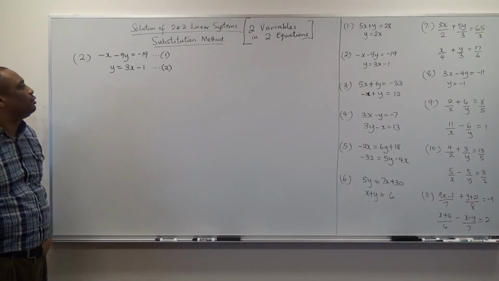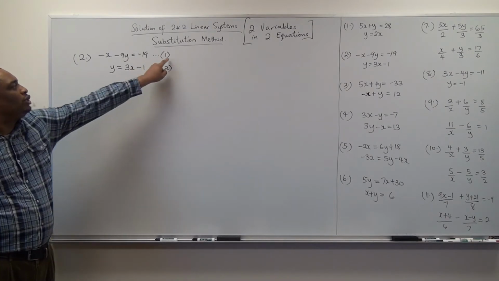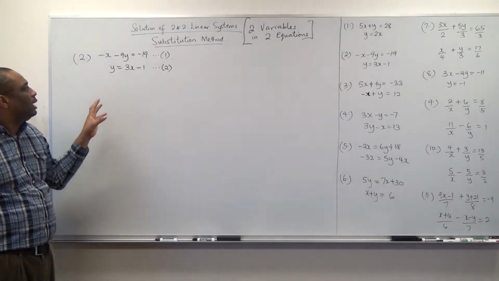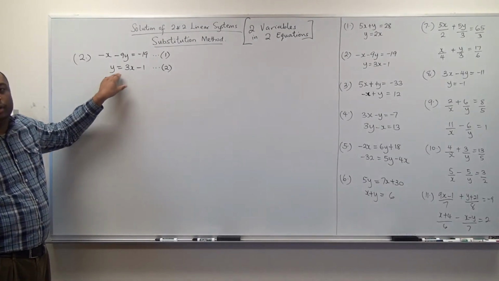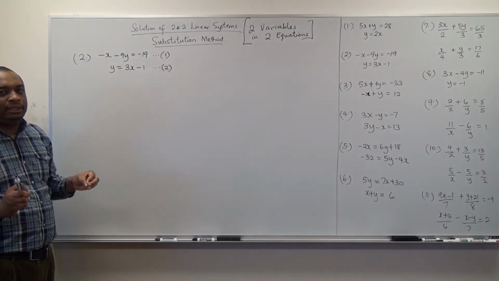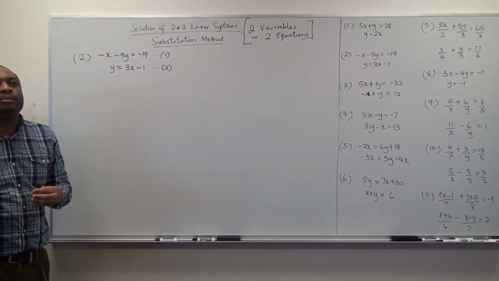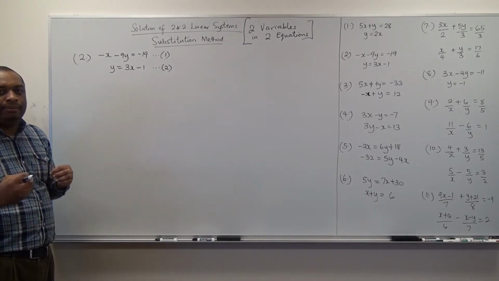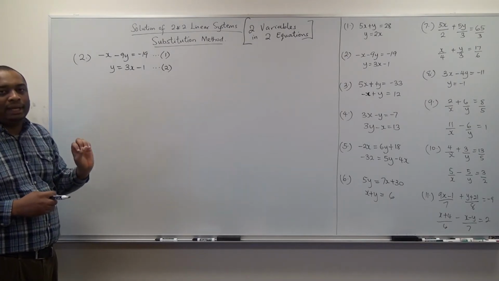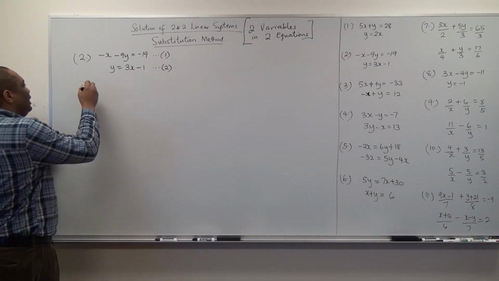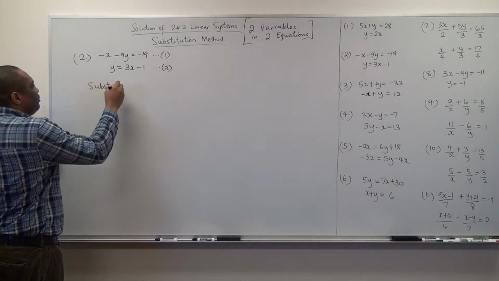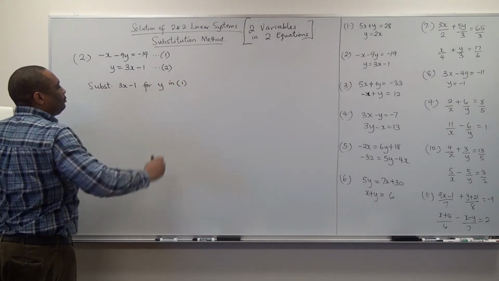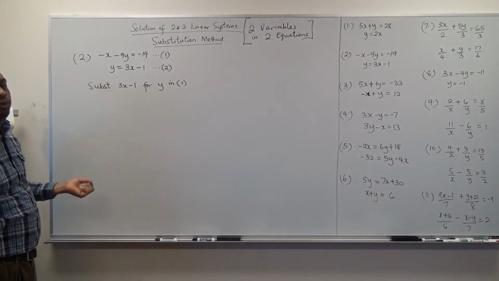Okay, this is question 2, equation 1 and equation 2. If you look at the two equations, as usual, we see that in the second equation, y is already isolated. So we don't need to do work in isolating a variable. Actually, you first of all do some work to isolate a variable, but in this case, we don't need to do that kind of work. It's already there for us. So all we need to do is substitute 3x minus 1 for y in equation 1. Or you can say substitute equation 2 into equation 1.